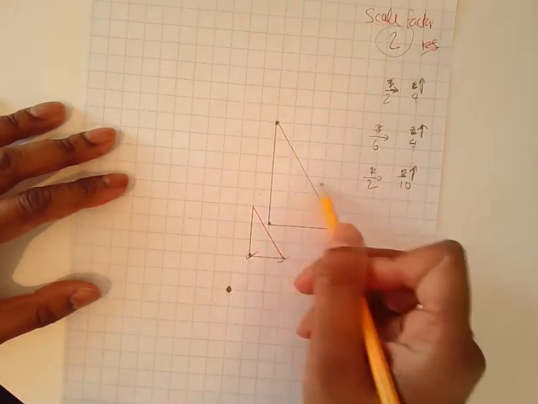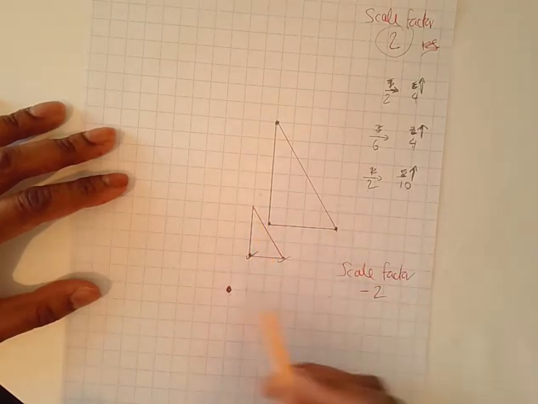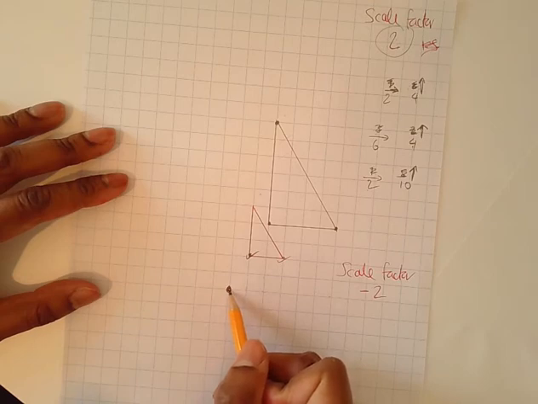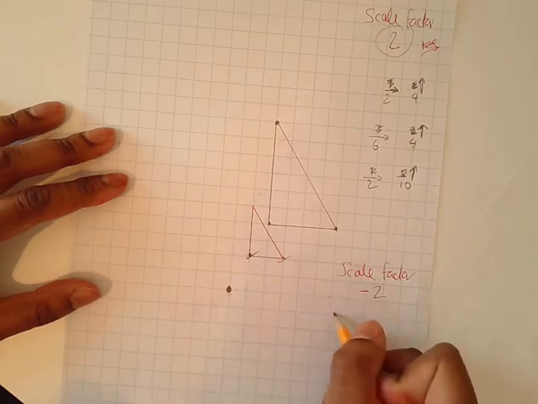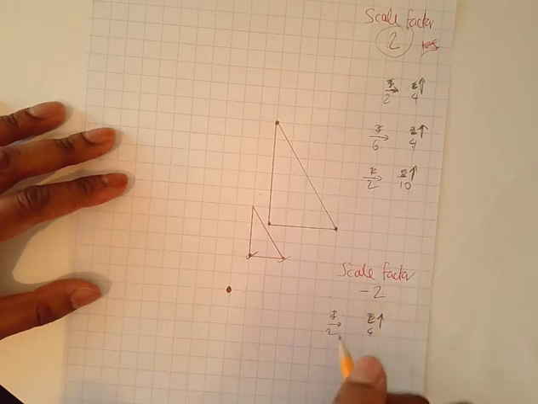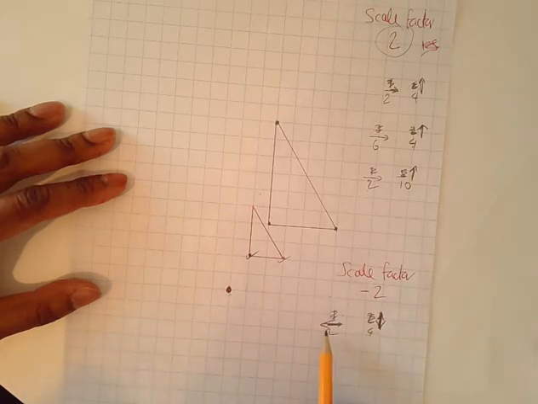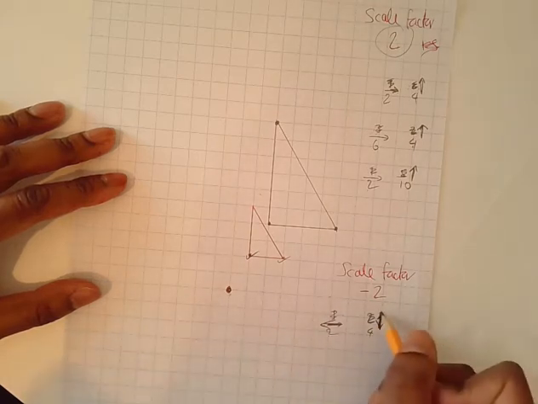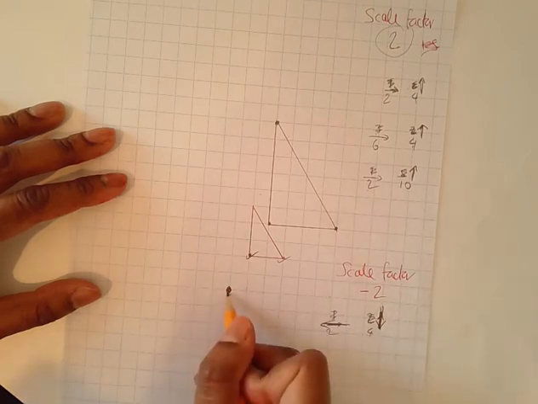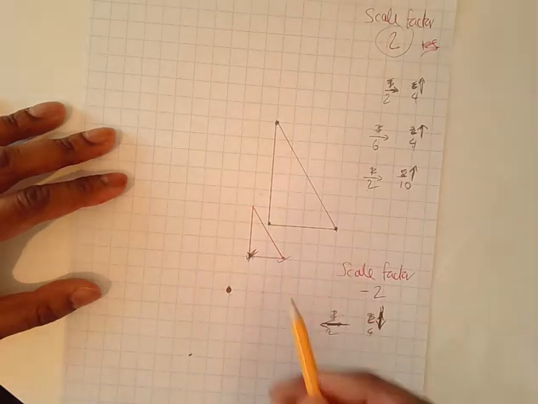So ignore this one now. I'm going back to this red one here. I'm going to enlarge this red one by a scale factor of -2. So here we go, start counting. That's 1 to the right, 2 up. But now I'm going to double these numbers. But because it's a negative, the arrow is going to flip the other way. Not going up, it's going to go down. So that will be 2 to the left, 4 down, from the center of enlargement. So that one's done.